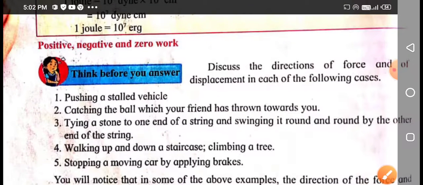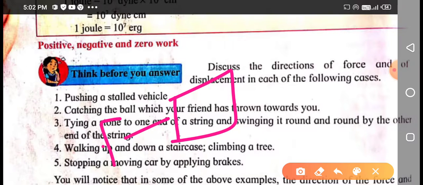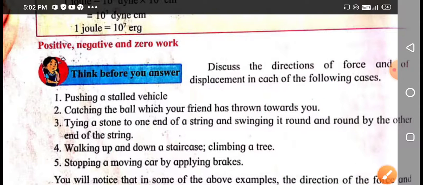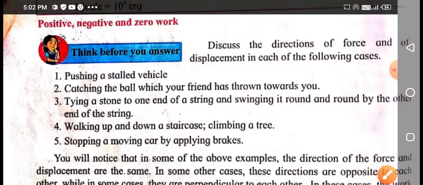Now next point, positive, negative and zero work done. So students, we have studied about work done. Work done is nothing but, due to an applied force, an object is displaced through a certain distance. Then we say this is work we have to perform. That means we are performing the work.